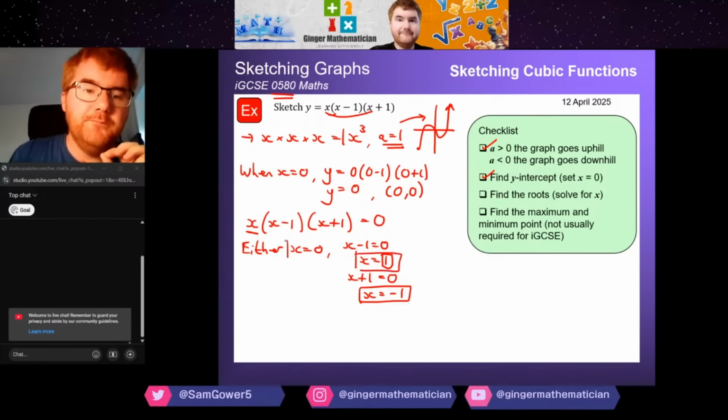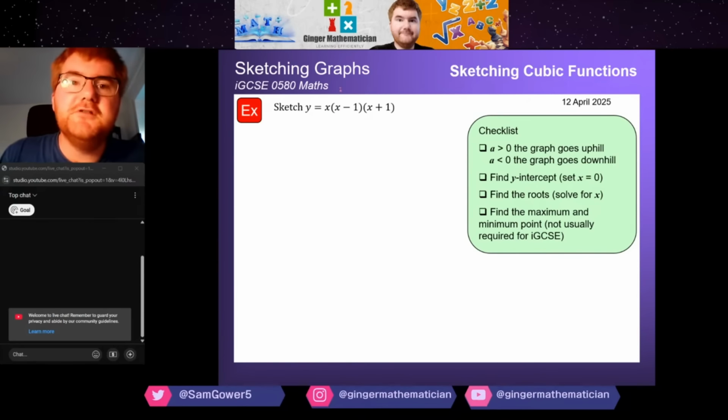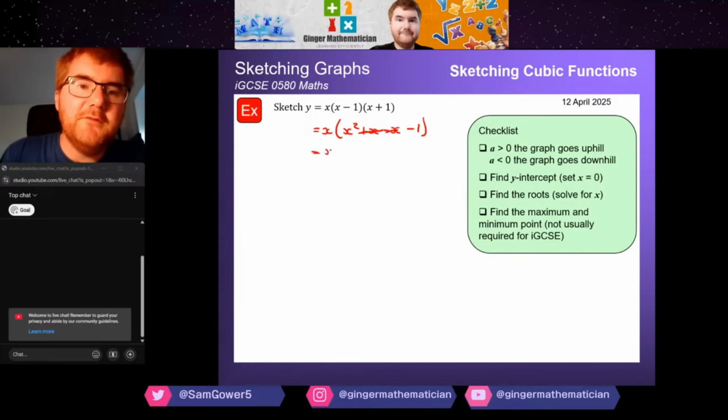Now, I know a few people have asked about how you actually work out the maximum and minimum points. As I put here, it's not usually required for iGCSE, but if you're moving on to other courses and you're looking at that extension, those unseen kind of questions, let's at least talk about this. If I expand all this out, notice we have it in the difference of two squares form. If I leave this x alone, but just expand the bracket, we've got x squared plus x minus 1. These two cancel, and so we're left with x brackets x squared minus 1.